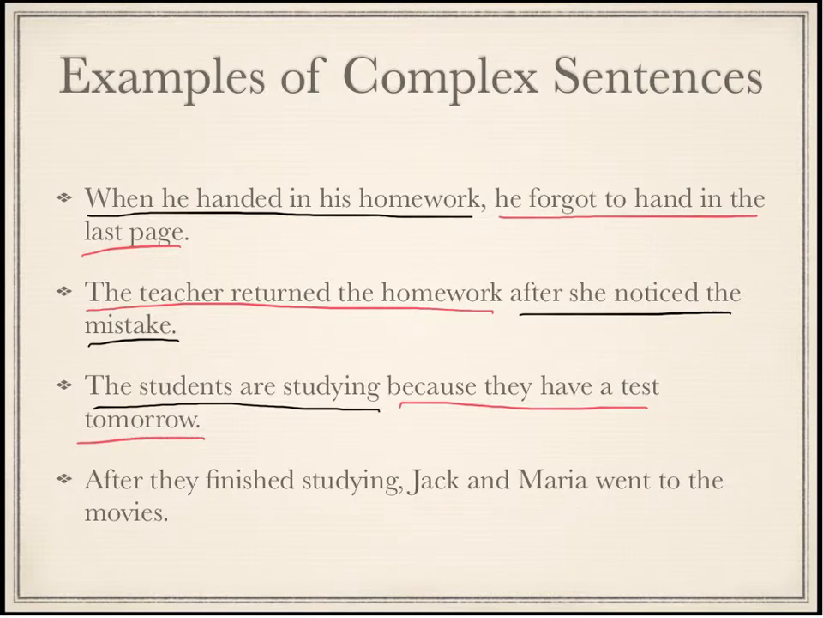In the last sentence, after they finished studying, Jack and Maria went to the movies. The dependent clause comes first in this sentence, after they finished studying, and the independent clause follows it. Jack and Maria went to the movies.